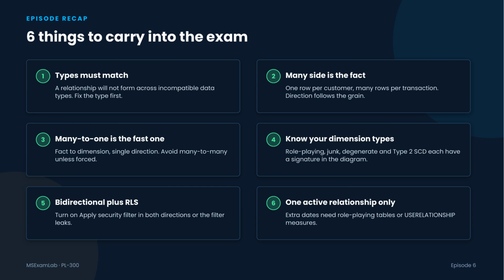3. Many to one is the fast one. Fact to dimension, single direction. Avoid many to many unless forced. 4. Know your dimension types. Role-playing, junk, degenerate, and type 2 SCD each have a signature in the diagram. 5. Bidirectional plus RLS, turn on Apply Security Filter in both directions or the filter leaks. 6. 1 active relationship only. Extra dates need role-playing tables or USERELATIONSHIP measures.